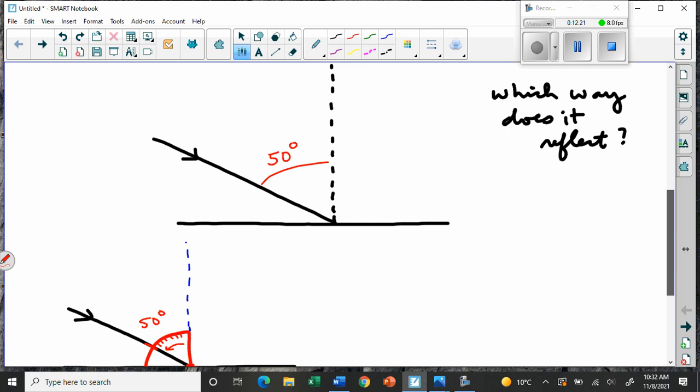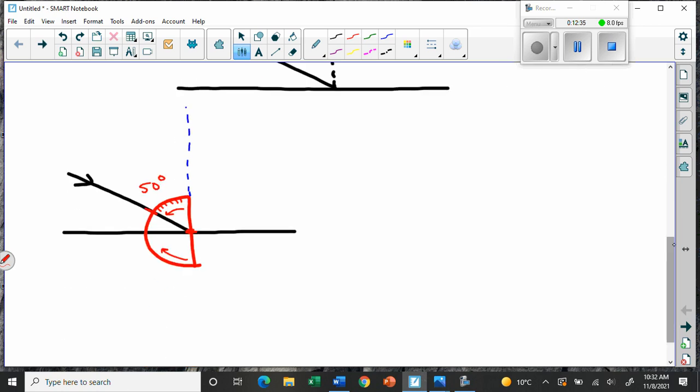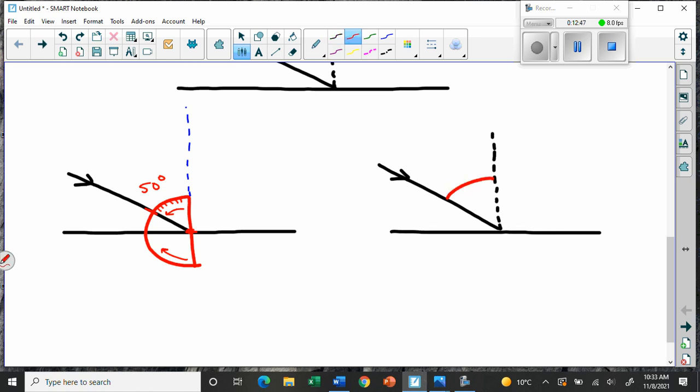So far, so good? Well, now all we have to do is measure another 50 degrees on the other side of the normal, because the rule is that the reflected angle has to be the same as the incident angle. So what we do in this case, I'll draw another over here. What we do in this case, okay, we've already measured this and we know it's 50 degrees.